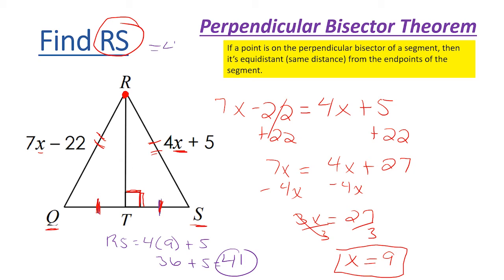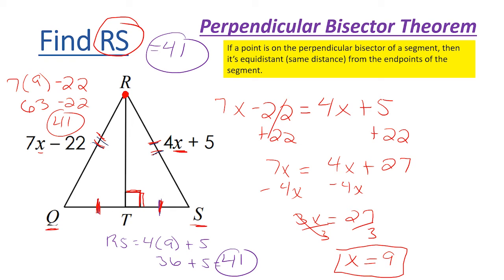So we found RS. Could we have plugged it into RQ? Well, yes, because they are congruent, so we should get the same length. If we plug it in, 7 times 9 minus 22, 63 minus 22 does in fact give me 41. Alright, so we found RS is 41, and we know that RQ is congruent, and it will also be 41.